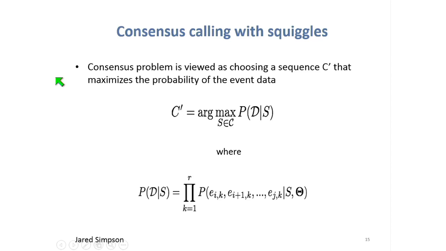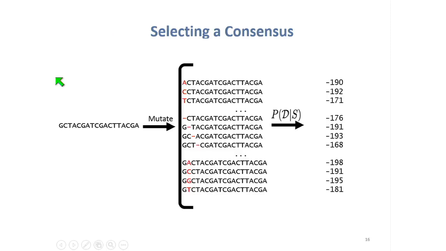So this is work mainly done by Jared Simpson in Ontario that we've been collaborating with him on trying to improve this. And so he's come up with methods for trying to improve this consensus by reference back to that squiggle data, the event data that comes off. So I won't go through the maths, but essentially, he's describing the consensus problem as saying, what sequence maximizes the probability of the raw event signal that we're seeing. And so it's a very simple algorithm.